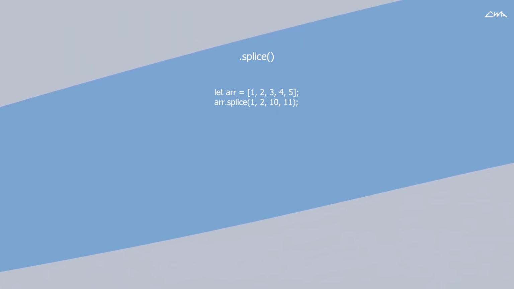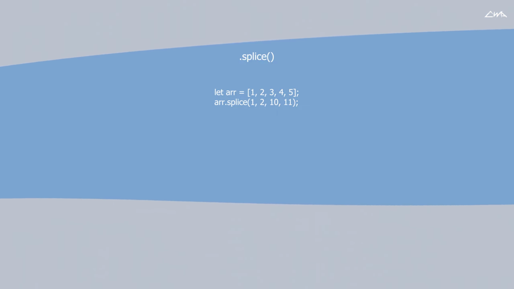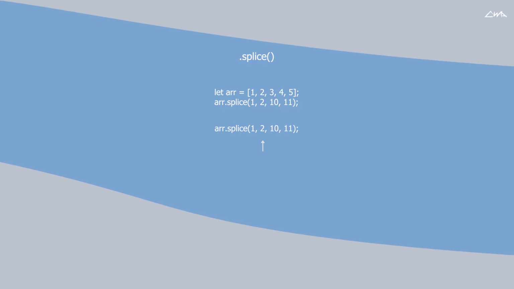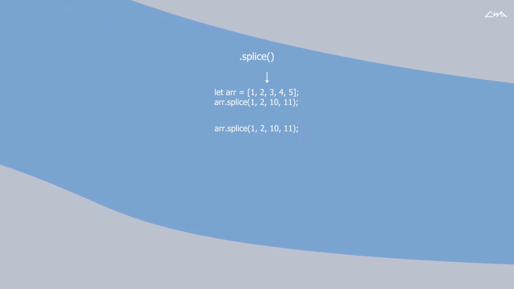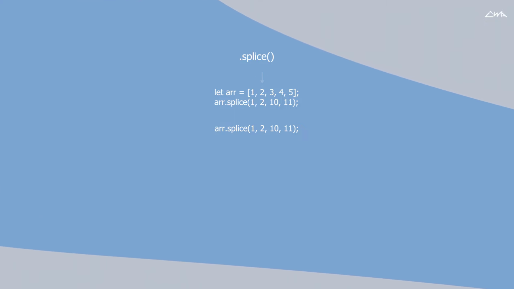Another example of splice, let arr equals 1, 2, 3, 4, 5. arr.splice 1, 2, 10, 11. Over here, 1 is the index, 2 is the number of elements to replace, that is 2 and 3, and 10 and 11 are the elements that will replace the existing ones at the index.